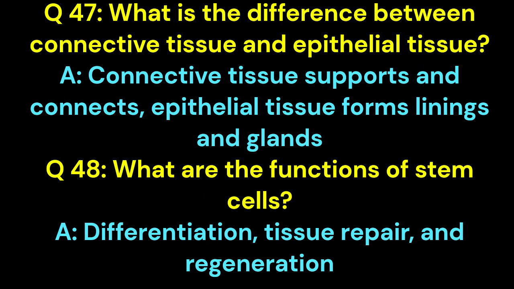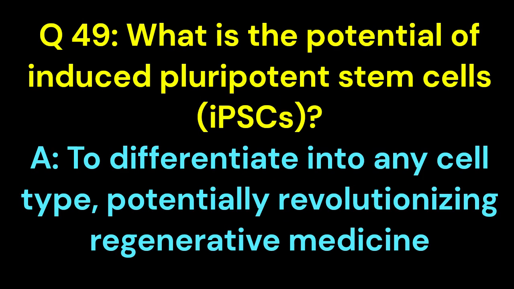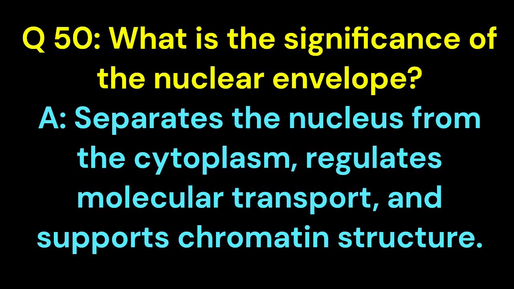Q47. What is the difference between connective tissue and epithelial tissue? Connective tissue supports and connects. Epithelial tissue forms linings and glands. Q48. What are the functions of stem cells? A. Differentiation, tissue repair, and regeneration. Q49. What is the potential of induced pluripotent stem cells, iPSCs? A. To differentiate into any cell type, potentially revolutionizing regenerative medicine. Q50. What is the significance of the nuclear envelope? Separates the nucleus from the cytoplasm, regulates molecular transport, and supports chromatin structure.